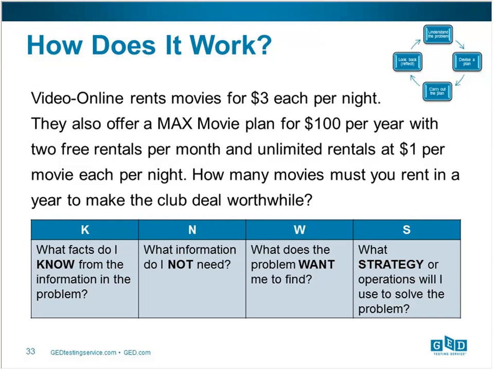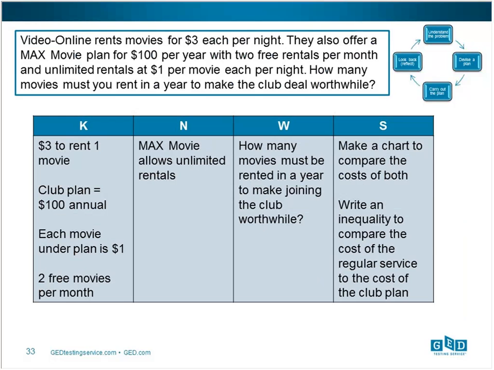Now, the thing that we have to think about here is, okay, I have to figure out how many movies I have to rent to make that club deal worthwhile. Because if I'm not careful, I might just look at this and say, oh, wow, I can get those for $1. I may not be saving money. So now I've got to find out what are my facts, what information is not really needed, and go on from there to see how I'm going to solve this problem.